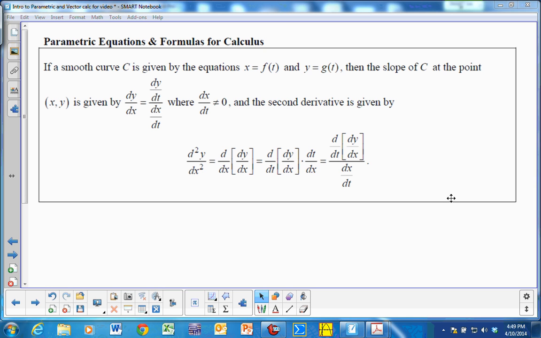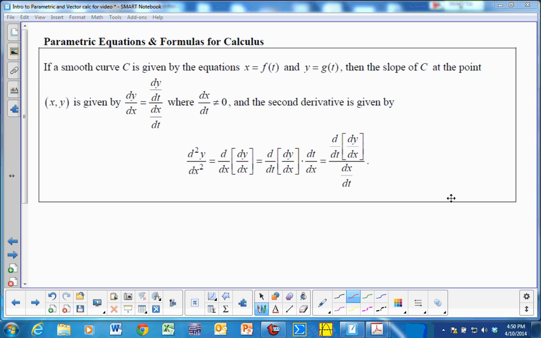Here's our second video from the packet about Intro to Parametric and Vector Calculus. We finished doing the introduction parts on parametric, and now we're going to talk about some of the calculus parts. We have a curve defined by the equations x equals f of t and y equals g of t. So you have two equations to determine your function, and they're both in terms of t. Then the slope is given by dy dx.